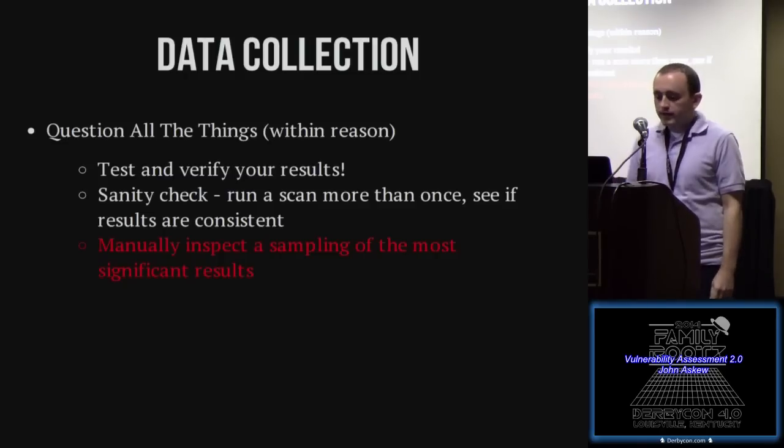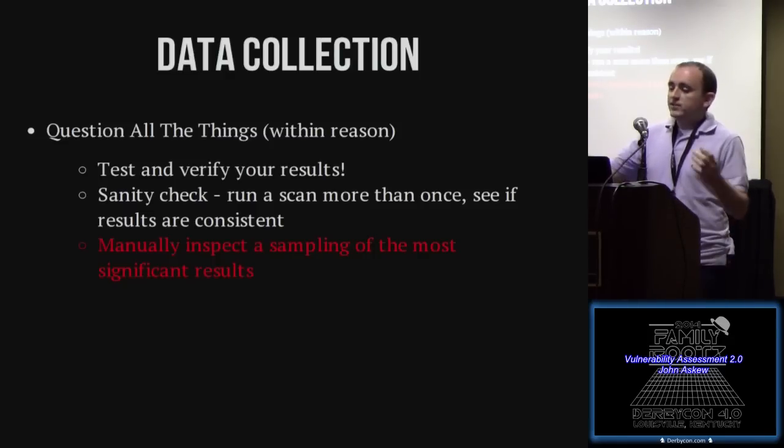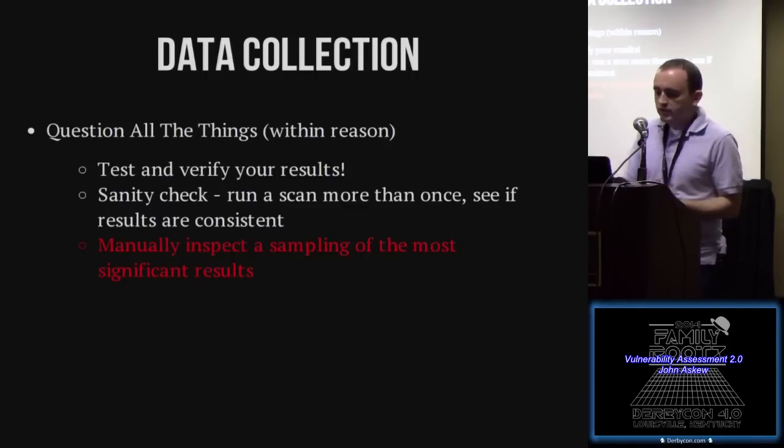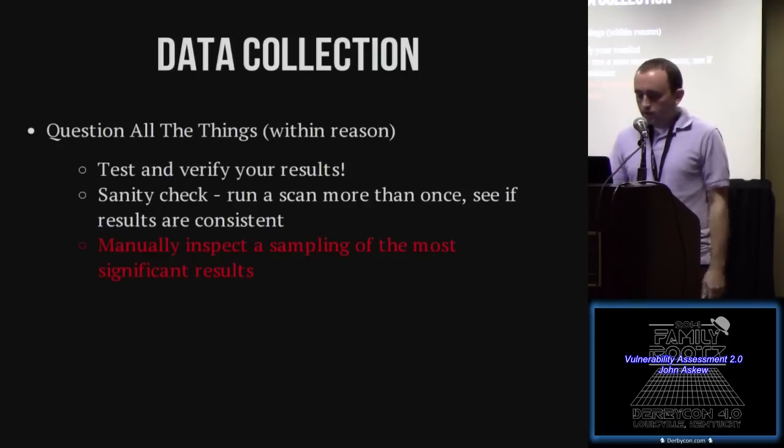Another useful technique is to manually inspect a sampling of the most significant results. So if you've got several machines, again with Adobe Flash Player vulnerability, and say it's an issue on 100 workstations, being able to log into 3 or 4 of those and confirm that that's actually correct, and it's not misinterpreting the data by checking it a different way, can again raise your level of assurance that the data collection is accurate.